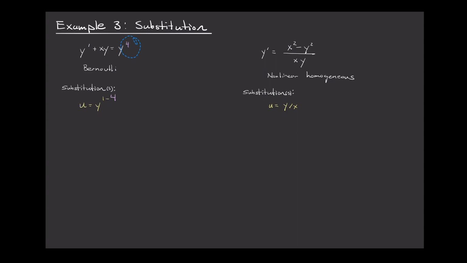The substitution will be u is equal to y to the 1 minus. Notice the 1 minus is yellow like the rest of the substitution, because that will always be the case. But what changes is what you put here. This 4 is present exactly because there's a 4 here. On the other hand, if you have a nonlinear homogeneous first order differential equation, your substitution should always be simply u is equal to y divided by x.